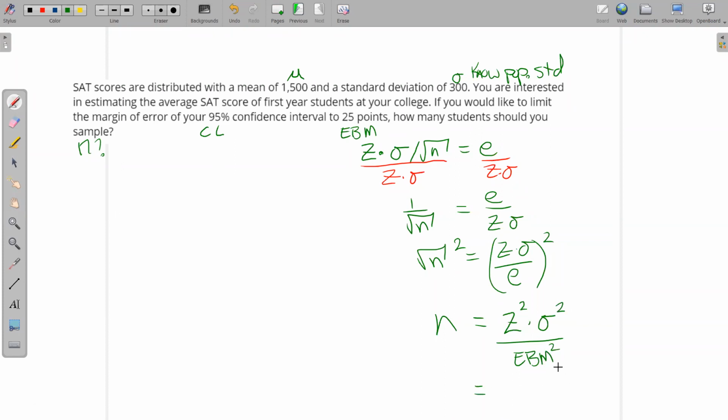So I know sigma is 300. So I'm going to have a 300 squared. I got to figure out what the z-score is. I'll do that in a minute. And the error bound, they're saying make it 25. So we'd have a 25 squared down there.